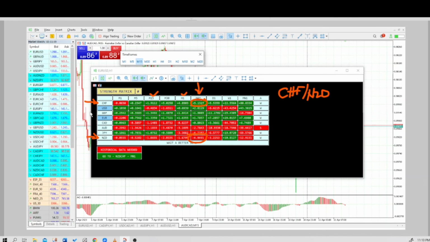What else can we see? We can see that the USD is also strong. I like merging the top two and the bottom two. Okay, the USD is also strong. So we merge the USD again with the NZD. So we can say NZD USD.